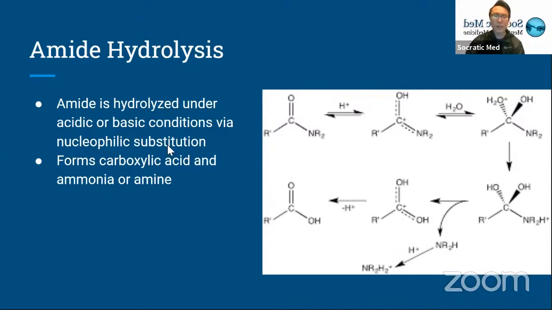So this is the opposite of amide formation. In amide hydrolysis, you reform the original carboxylic acid and the ammonia or amine group that you used to form that amide in the first place. So this is the reverse of amide formation.